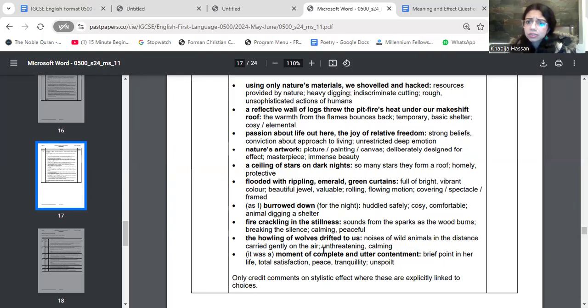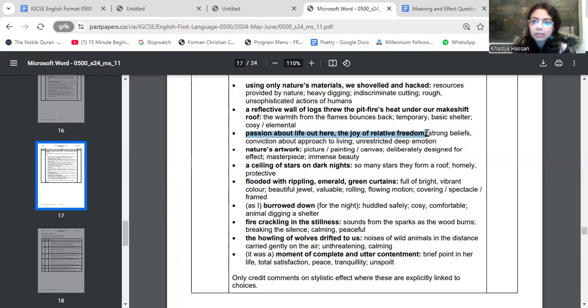Now, in some of these, you guys can probably see that there isn't really a visual image, but they prefer that you pick up phrases that have visual image, for the most part. So you have six phrases that you're picking up, right? At least four of them should actually have a visual image. Now, passion about life out here, or the joy of relative freedom, doesn't really have a visual image. It's more of an abstract concept, right?